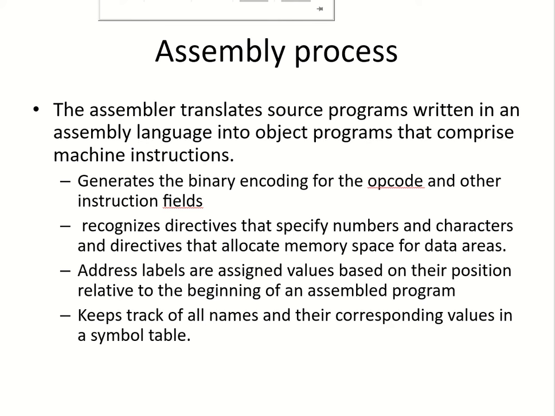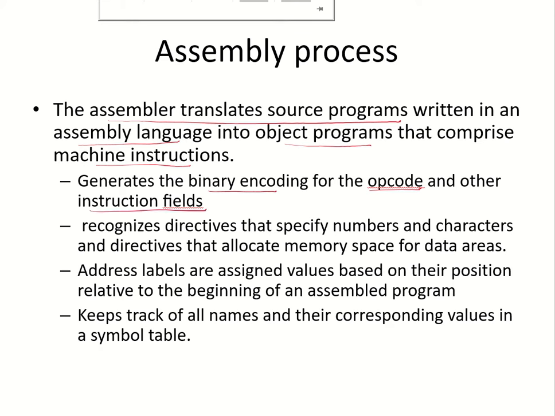What happens during the assembly process? The assembler will translate the source program, which has been written in assembly language, into an object program which will only comprise machine instructions. So that means the assembler has to create a binary encoding for the opcode and for the other instruction fields.